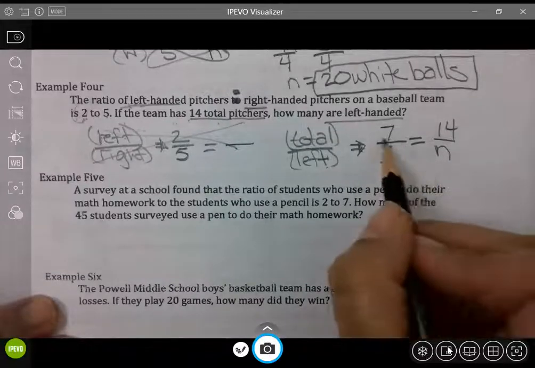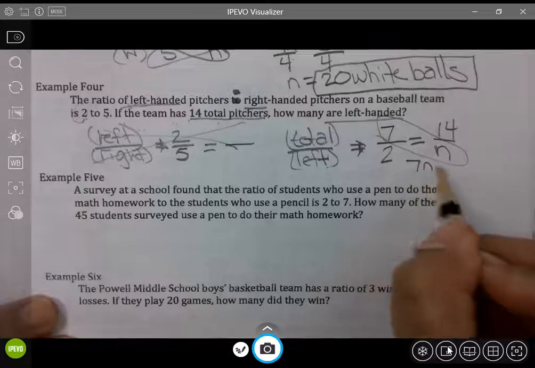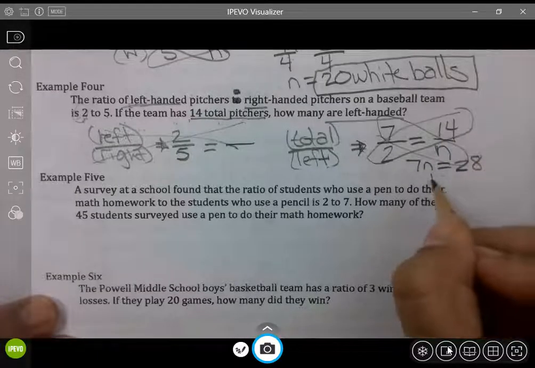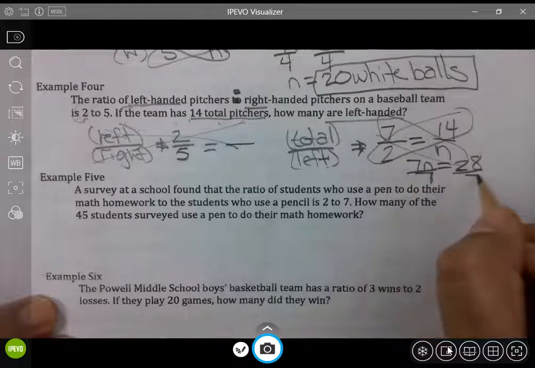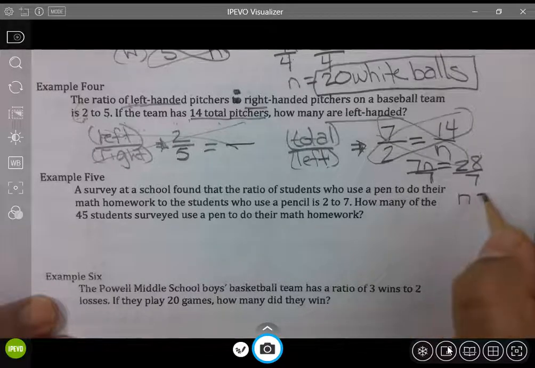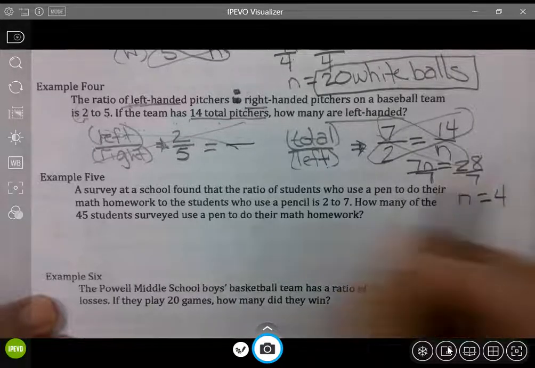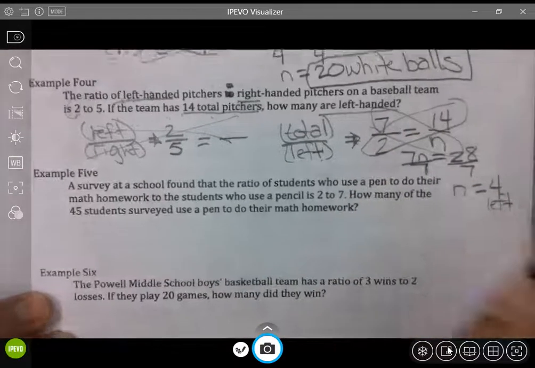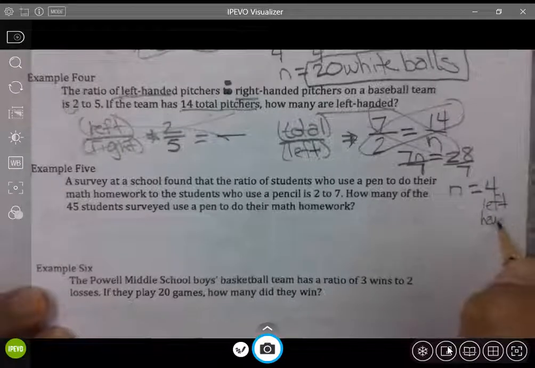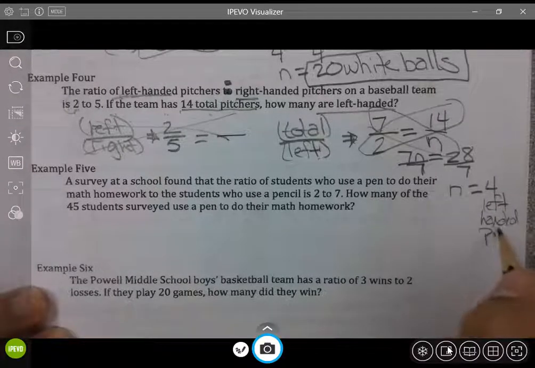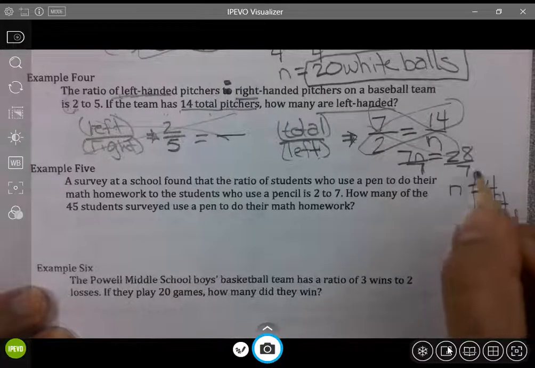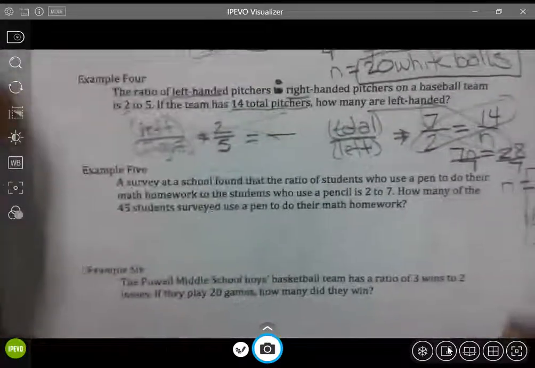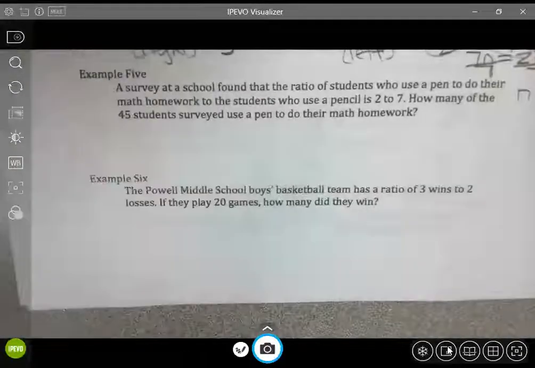So do my cross multiplication, 7 times n, 7n. 2 times 14, 28. Divide both sides by 7, and that will leave me n equals 4. So how many are left-handed? There are 4 left-handed pitchers. Nice. I love those. All right.